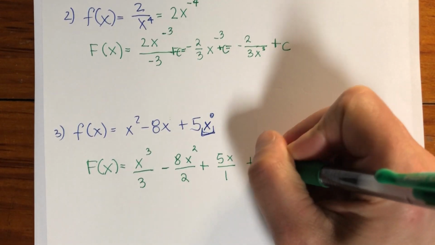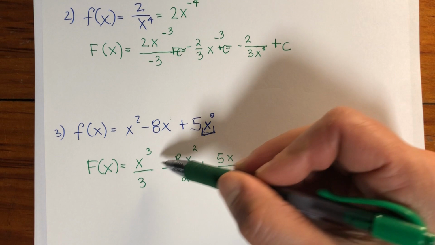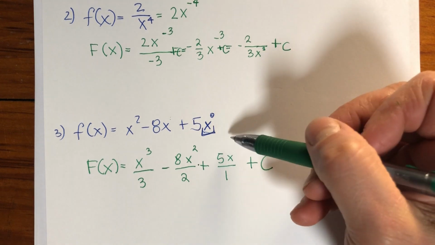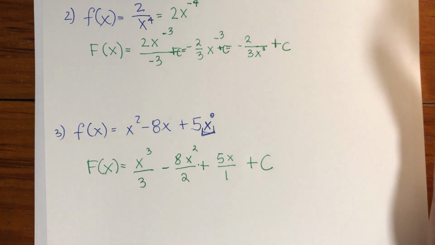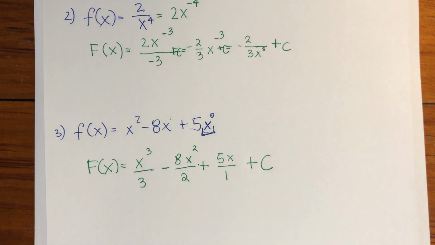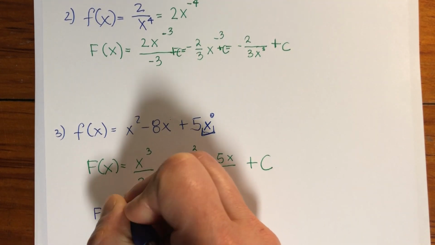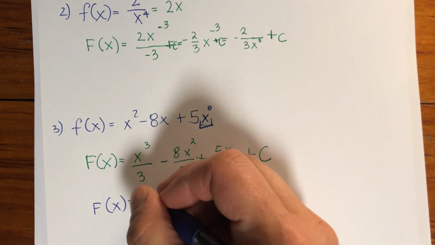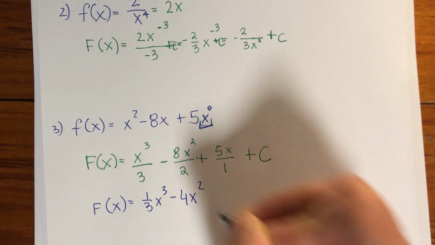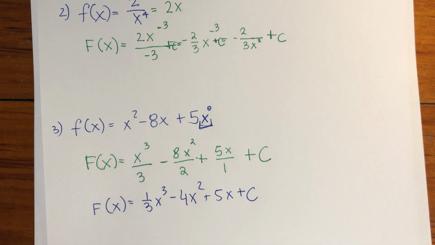Now, I can add c here. Now, somebody might ask or think about this: should I add c here and c here and c here? Would that matter? Then would I have 3c? Well, c can be any number, so it really doesn't matter. But the general idea is that we just put it at the end. Okay, and then also the general idea is that we do need to clean this expression up. So the antiderivative is equivalent to 1/3 x to the third minus 4x squared plus 5x plus c, and that is my final answer.